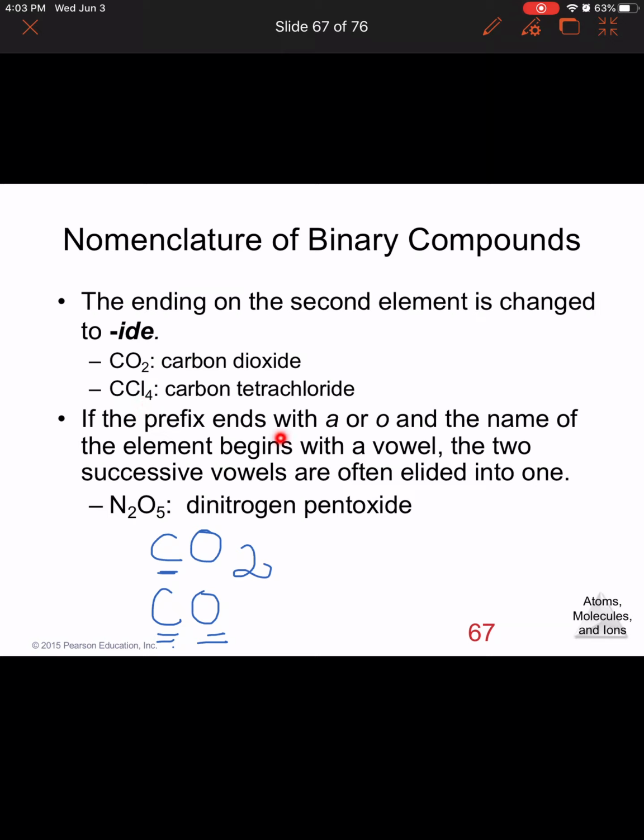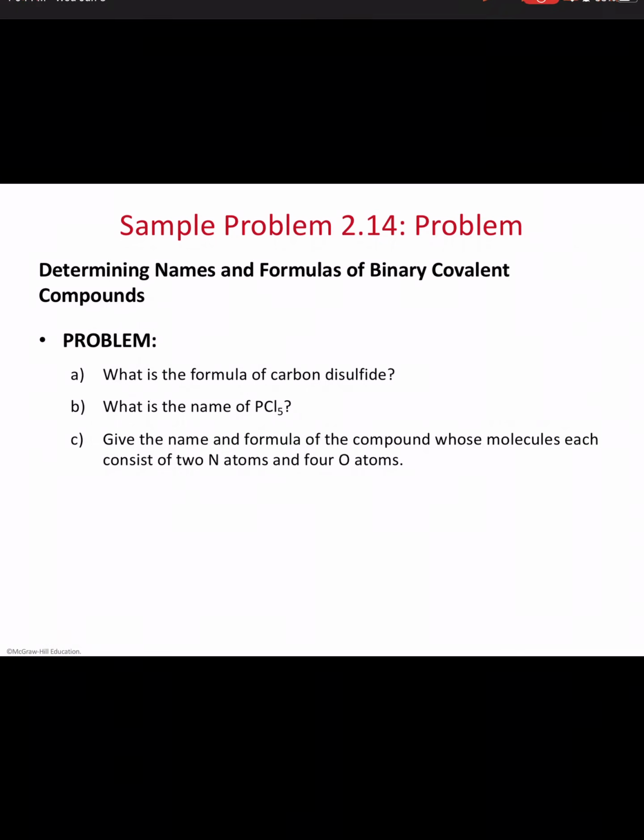If the prefix ends with a or o and the name of the element begins with a vowel, the two successive vowels are often elided into one. We can name this one as dinitrogen. So you have to say di when you have 2. Dinitrogen pentaoxide, 5 oxygen, dinitrogen pentaoxide. We're going to put them together as dinitrogen pentoxide. Okay.